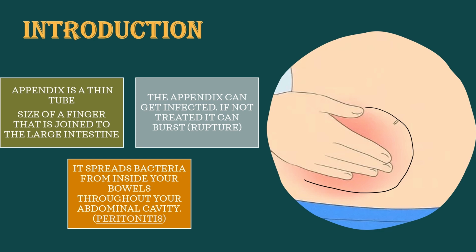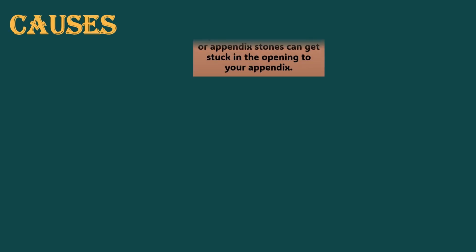The appendix can get infected sometimes, and if this is not treated timely or within 48 to 72 hours, the appendix can rupture. This leads to spread of bacteria from the inside of your bowels or the gut to the outside into the abdominal cavity, leading to peritonitis.